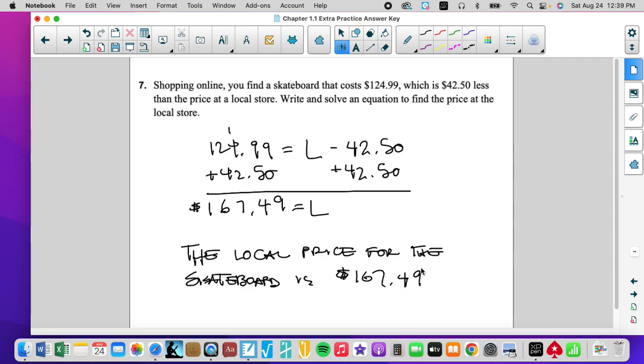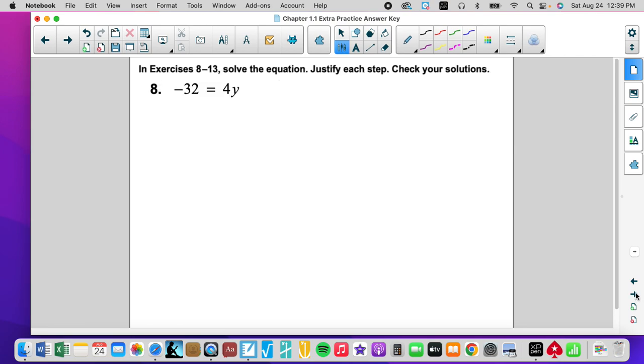When I do my dollars and cents, I have 2 digits. You can't have just 1 digit when we're talking about currency, and dollar signs go in front. Even though you say $167, you say the dollar after, but the dollar symbol goes in the front. You'd be amazed at how many people don't know that. Number 8 says, in exercises 8 through 13, solve the equation, justify each step, check your solutions.